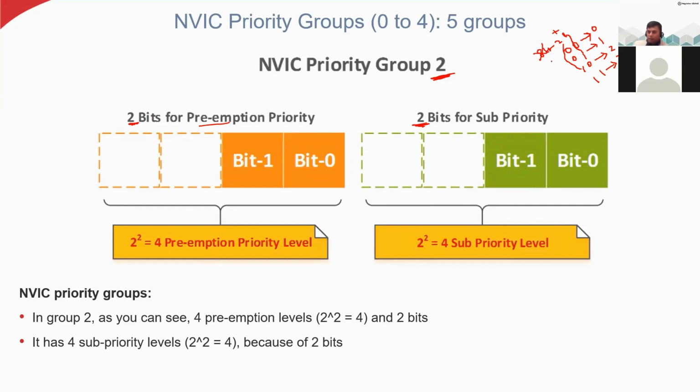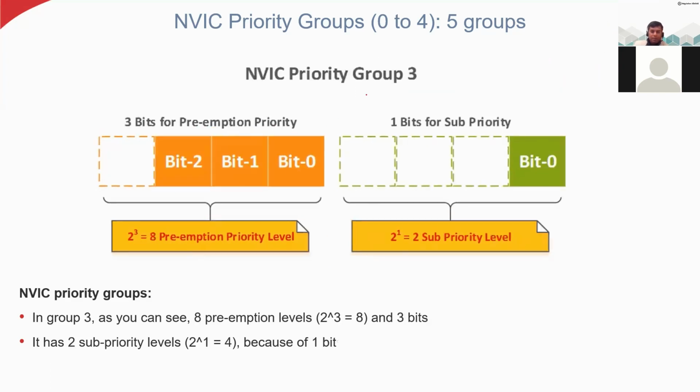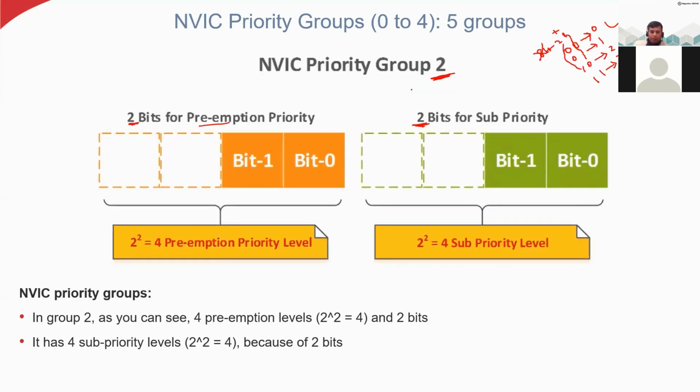This 8 and 4 is not needed because we don't have the bits, because the bit value is empty. Okay, so this is how you can calculate the sub priority level. And also here, preemption priority has the same numbers. It's not different like here. This is group 3. So this is group 2.